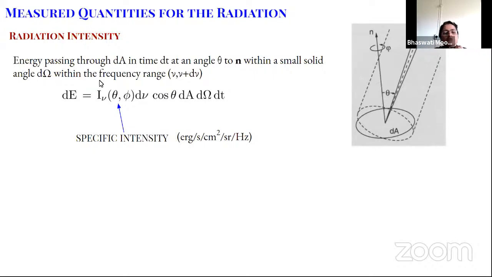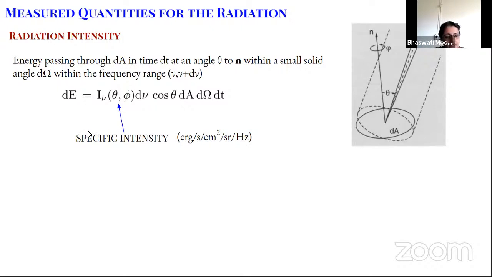So energy passing through a small area in a small time, at a specific angle with the normal to that area, within a small solid angle d omega, and within a frequency range between nu and nu plus d nu, can be written as dE. Then we introduce a term called the specific intensity, times the frequency interval, times cos of the angle that the area makes with the direction of the radiation, times the area, times the solid angle, times the time interval during which the measurement is being done. And this is the quantity we have to pay attention to.